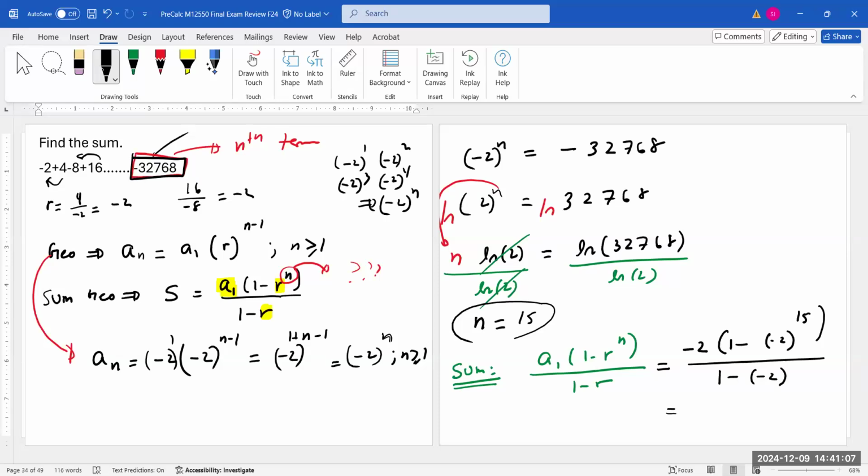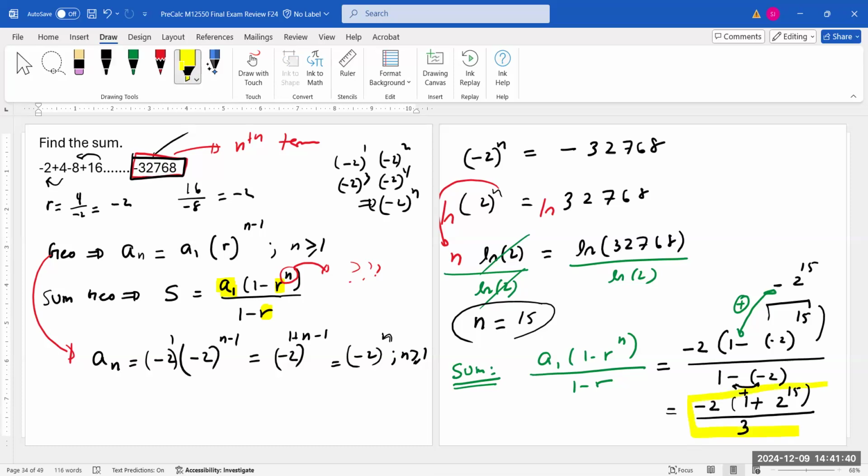So 2 to the 15 is a big number. If you want, you can leave it alone, but you do know from here you're going to get -2 to the 15, because negative with an odd power gives us a negative back. Now you can at least combine this negative with that negative. It turns into a positive. So it's 1 plus 2 to the 15 divided by 1 plus 2, which is 3. So either you leave it here or use the calculator and find out exactly how much the number is.